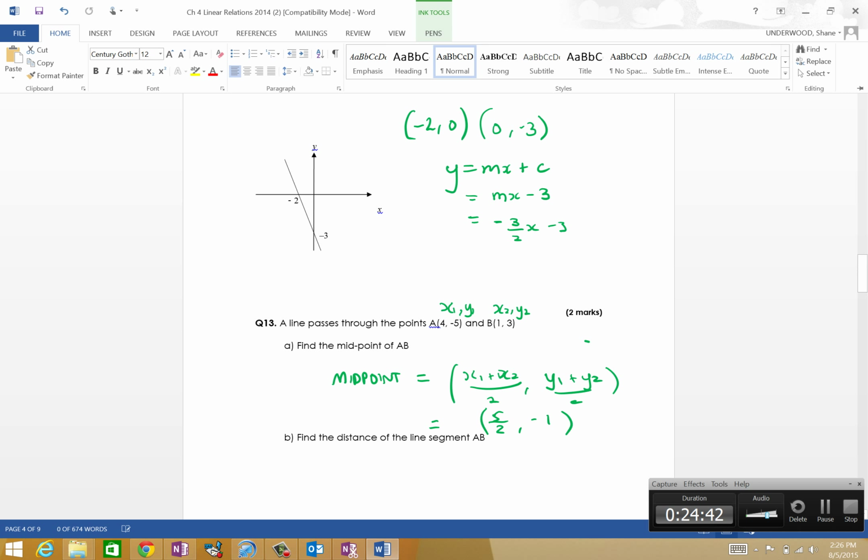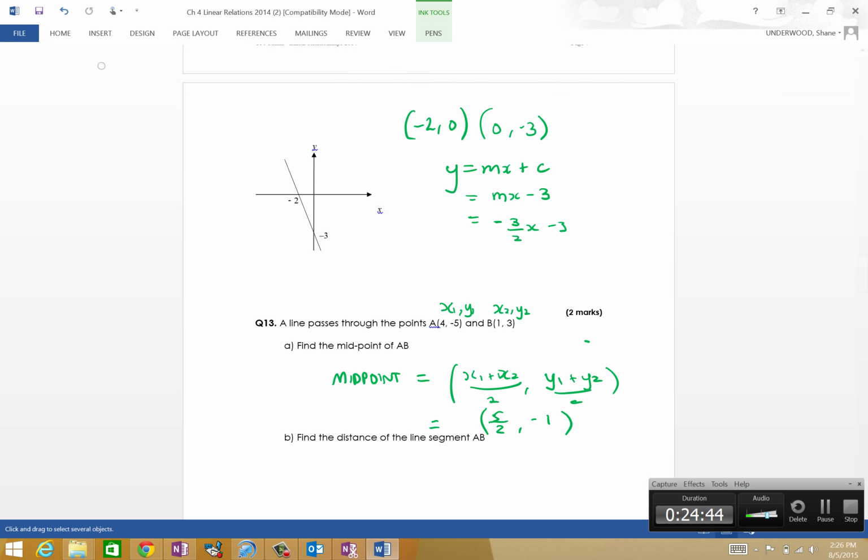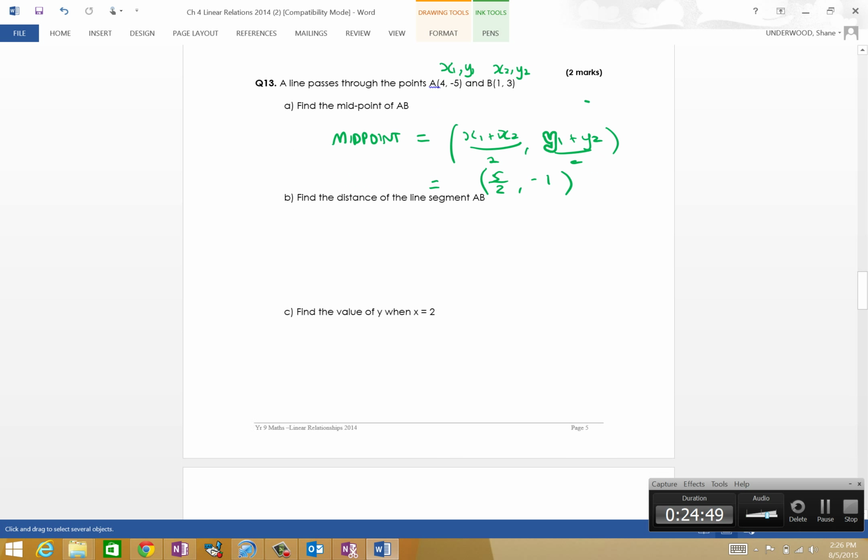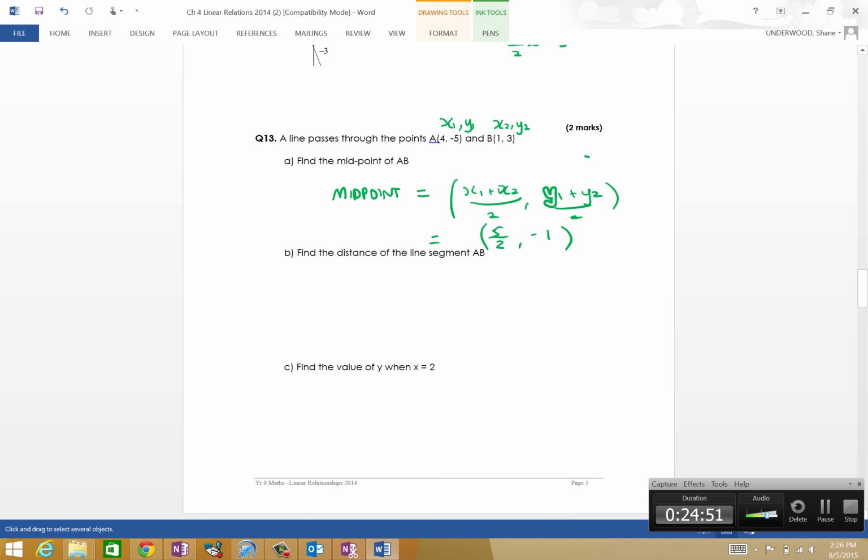Will we lose marks if we have 2.5? No, you wouldn't lose marks, but I'd like you to start using fractions. Would be nice.